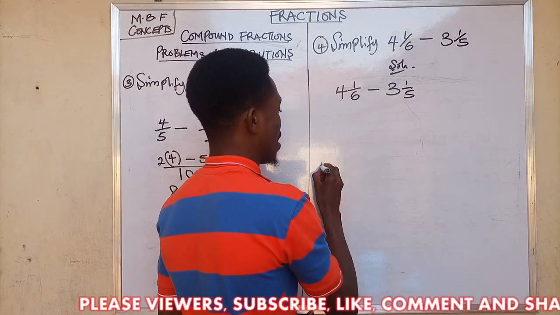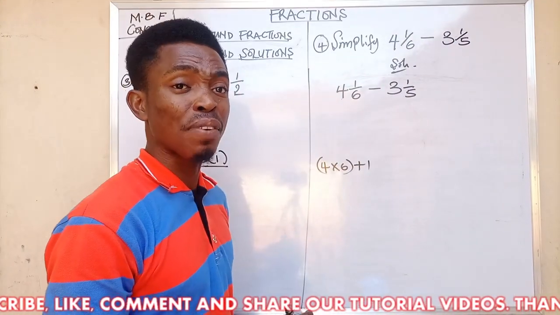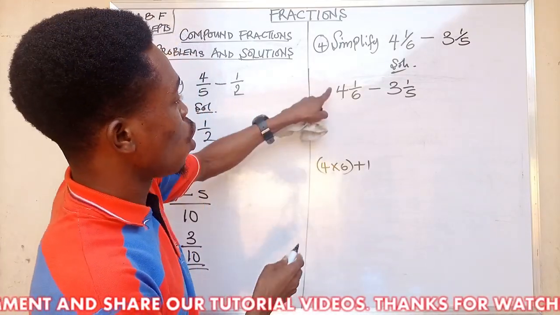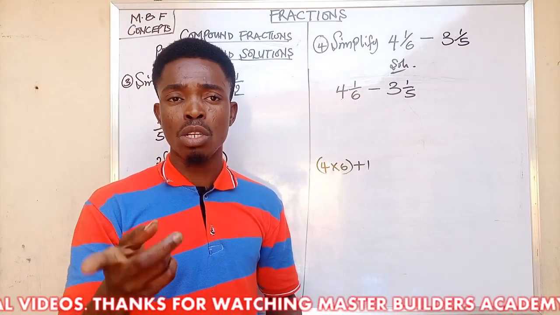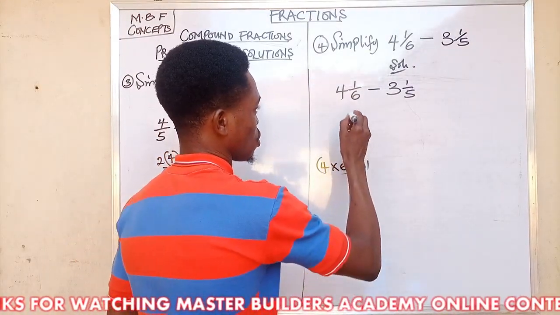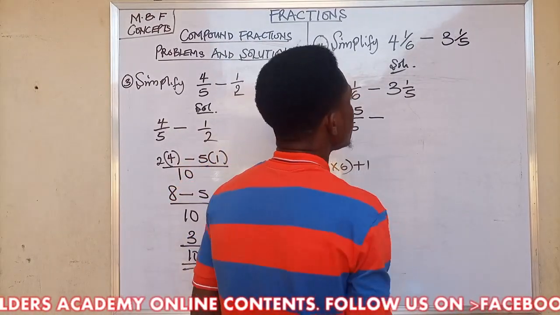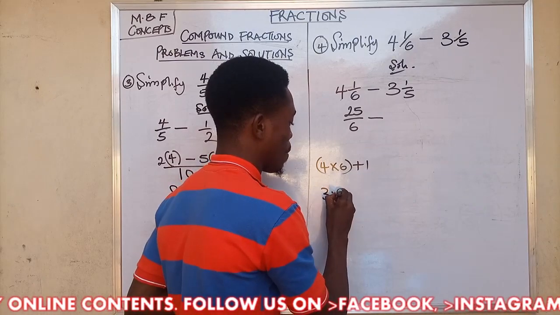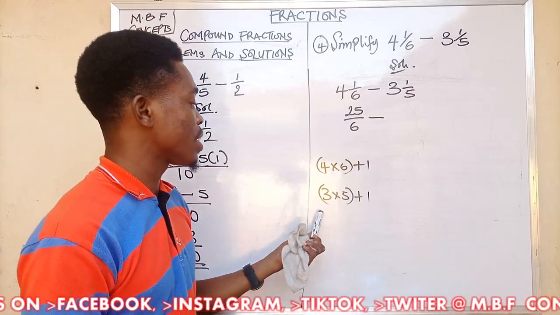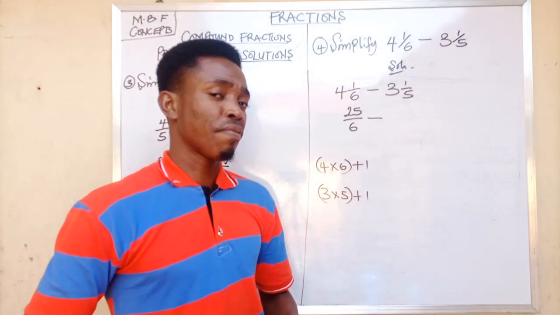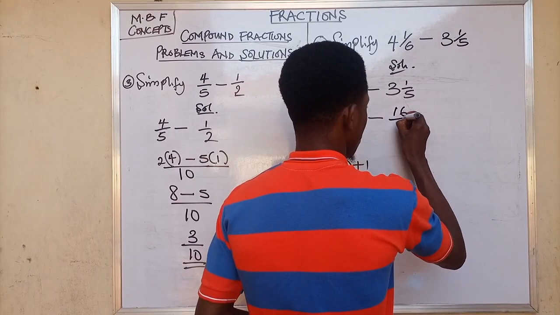Now what do we do? We are going to have the whole number times the denominator plus the numerator. This is how you convert a mixed fraction to an improper fraction. So the whole number times the denominator plus the numerator. That's exactly what you have here. So 4 times 6 is 24, and 24 plus 1 is 25. So we are going to have 25 all over the denominator, which doesn't change. Now minus, the next we do is to also multiply the whole number by the denominator, then add the numerator, which happens to be 1 also. And what do we do here? 3 times 5 would have given us 15, and 15 plus 1, guys, we have 16. Then we're going to have here 16 over 5.